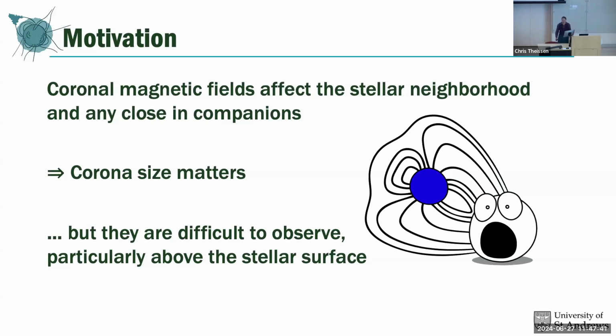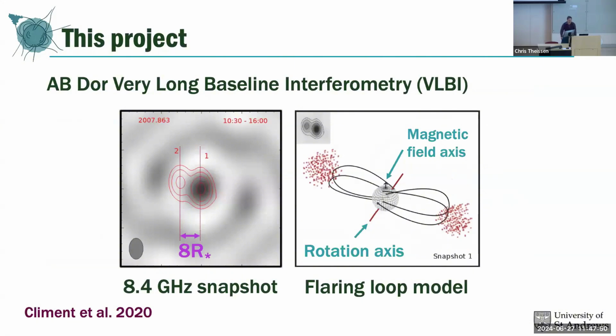But it's a challenging problem to detect magnetic fields above the surface of a star. And so that was the birth of this project, which was some observations by Clement et al. And John Clement is in the audience, so he can tell me when I'm getting things wrong.